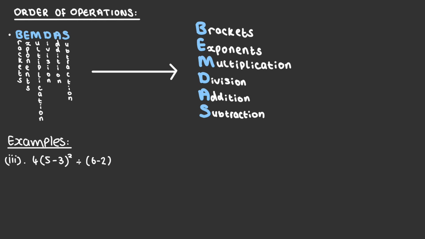By the order of operations, we must calculate the brackets first, and in this example we have two sets of brackets to deal with. By calculating the contents of each bracket, we get 5 minus 3 is equal to 2 and 6 minus 2 is equal to 4. Now we can update our original sum. Here we have 4 multiplied by 2 squared divided by 4.